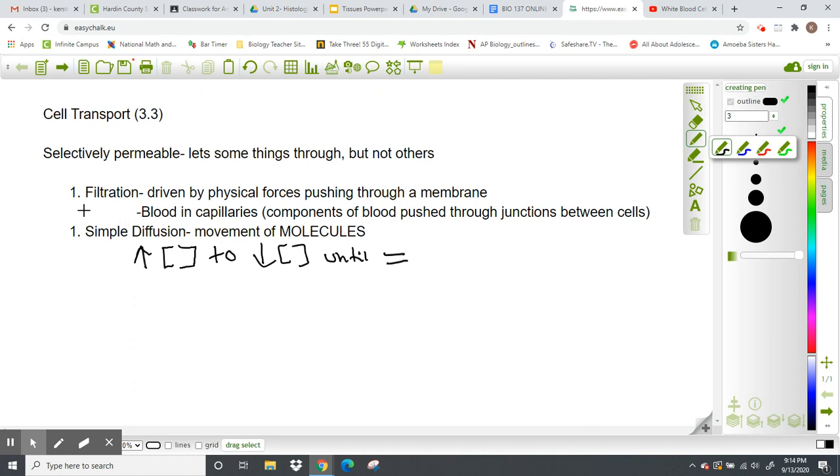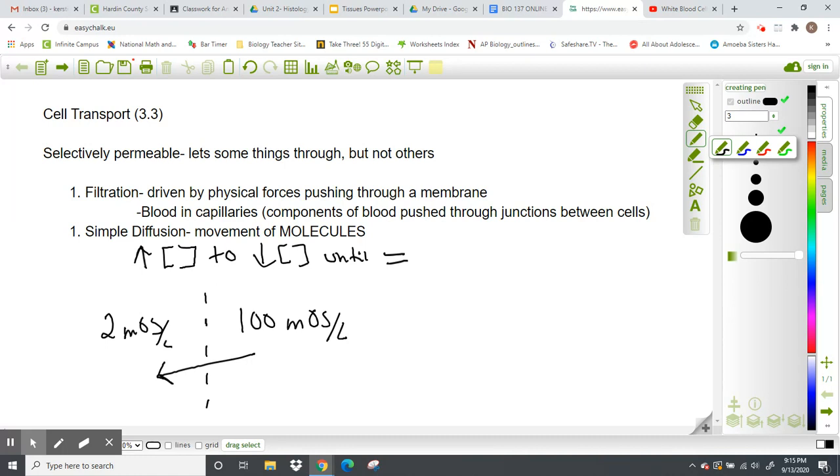Okay, so let's say I've got a membrane here, and let's say I have a concentration on this side of 2 milliosmolar per liter of, I don't know, pick any random molecule. You can pick calcium. And on this side, we're going to have 100 milliosmolar per liter of calcium. Again, the natural tendency is for those molecules to move from high concentration to low concentration until the concentrations are equal on either side of that membrane. So that is simple diffusion.